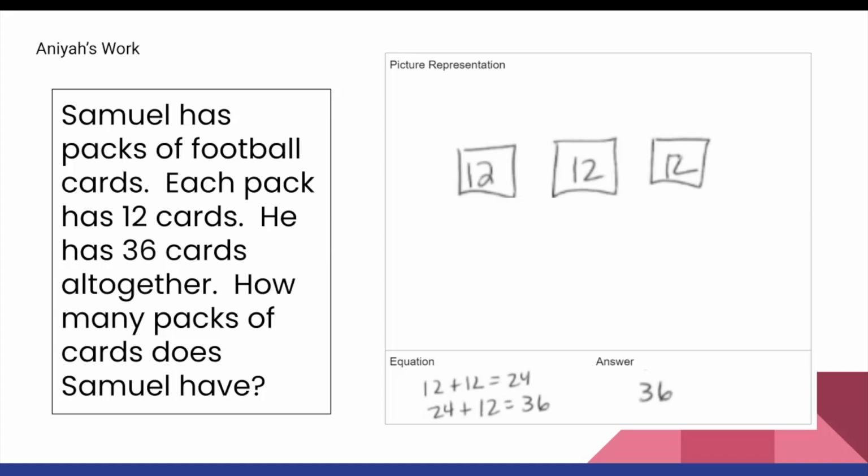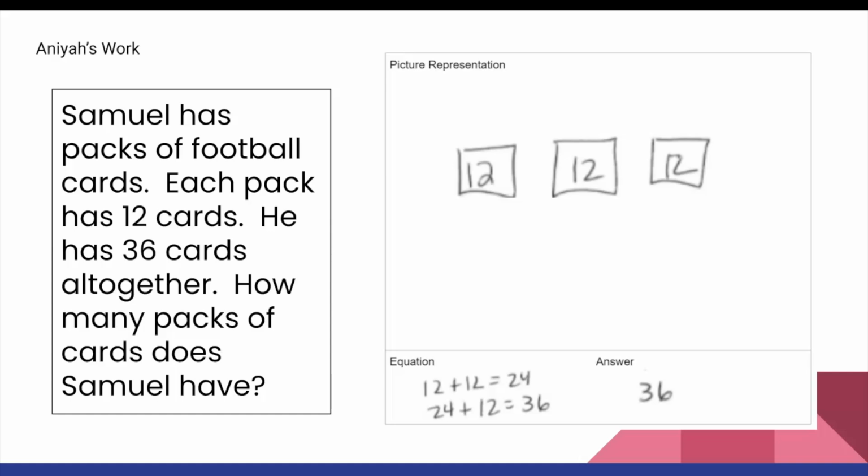Looking at Anaya's work, I would award her 0 points for her answer because she is not sure about where her answer lives at in her pictorial representation or in her equation. This is why labeling parts of pictures and equations is beneficial so that students can make sure they are answering the question being asked.